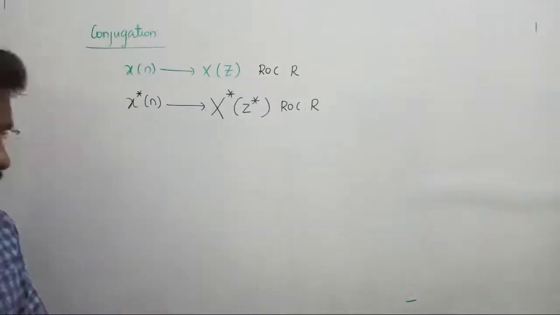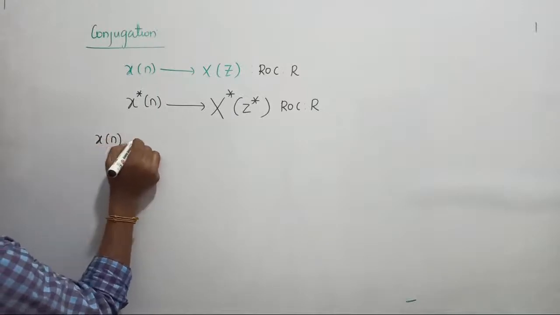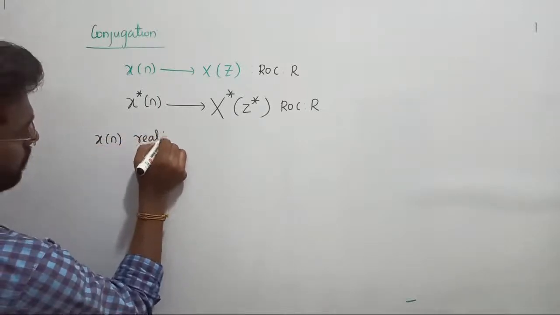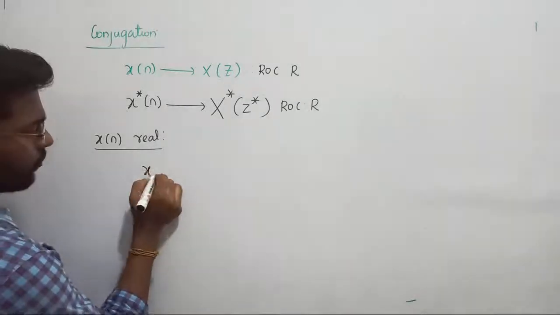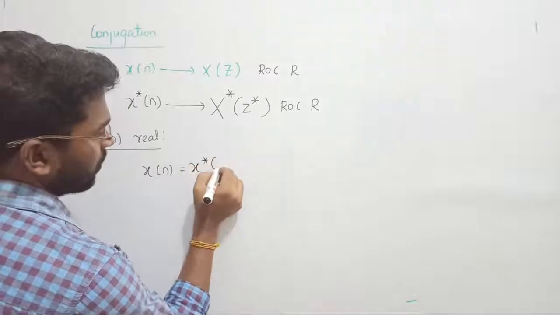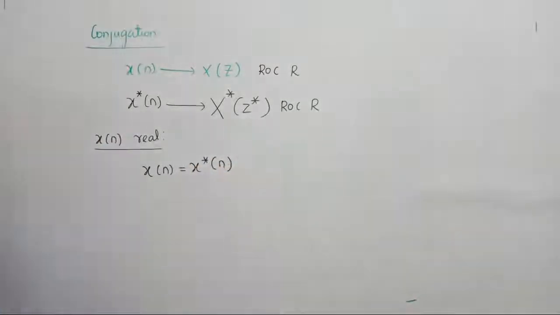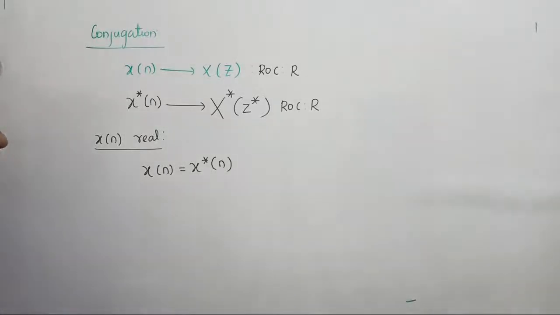Next, this is the conjugation property that we know. If x of n is real, property of conjugation once again. Let us start from here. If x of n is real, then we all know x of n should be equal to x conjugate of n. Is there a mistake? No. If x of n is real, then this is the statement. That is true.